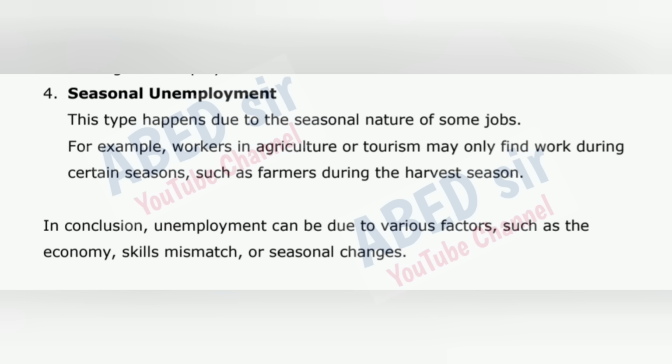4. Seasonal unemployment. This type happens due to the seasonal nature of some jobs. For example, workers in agriculture or tourism may only find work during certain seasons, such as farmers during the harvest season. In conclusion, unemployment can be due to various factors, such as the economy, skills mismatch, or seasonal changes.